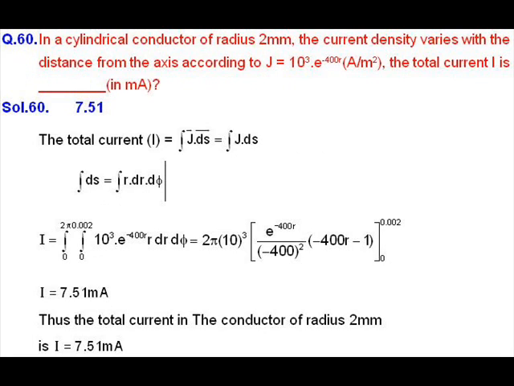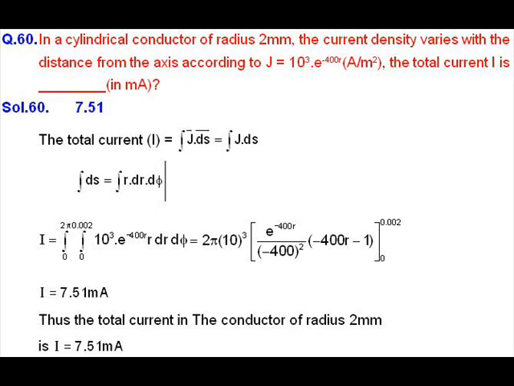Question number 60. In a cylindrical conductor of radius 2 mm, the current density varies with the distance from the axis according to J equals 10 to the power 3 e to the power minus 400 r ampere per meter square. We have to find out the total current I.